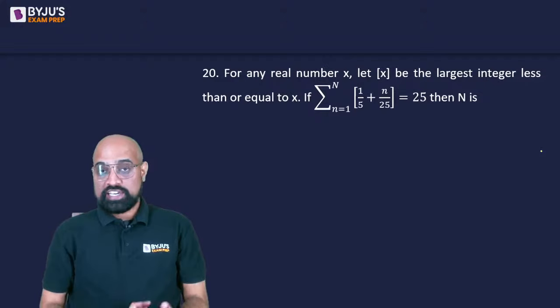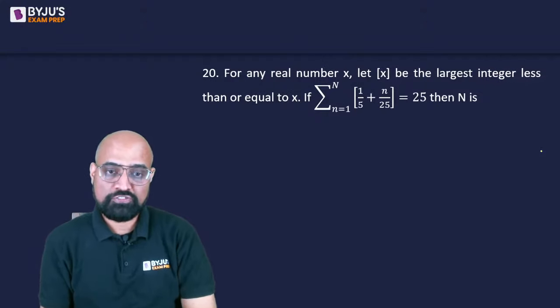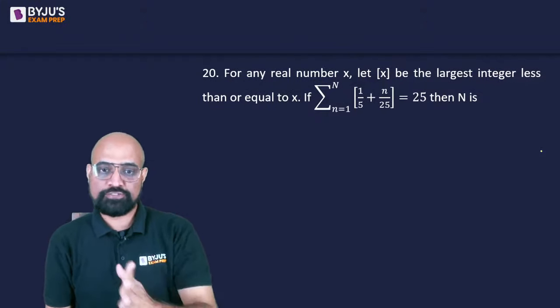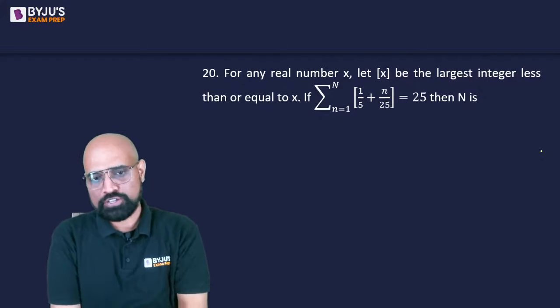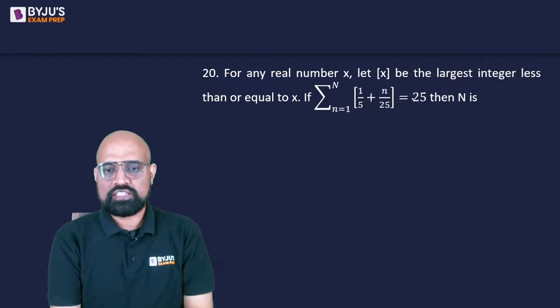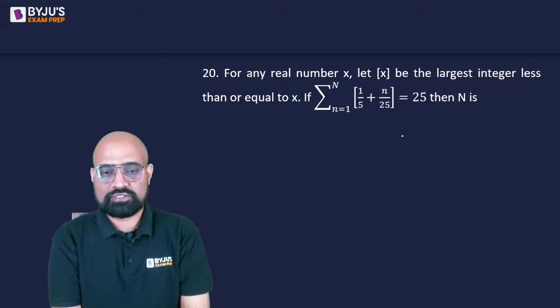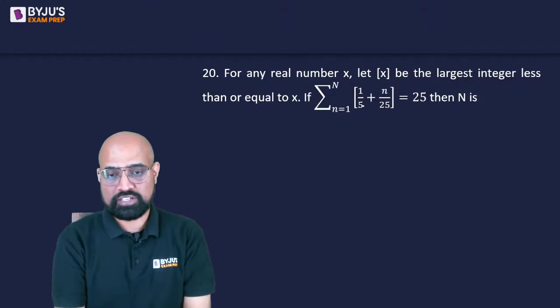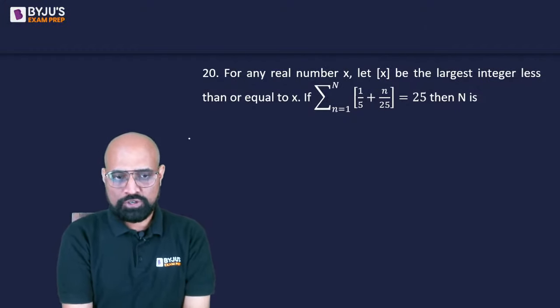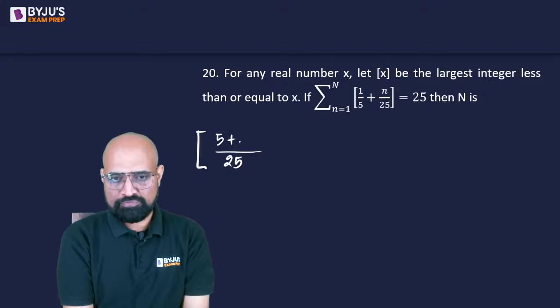Okay, GIF, greatest integer function. For any real number x, let GIF of x be the largest integer less than or equal to x. We need this to be equal to 25, then n is. Okay, so we need 25. Right now, what I'm going to do is take the LCM. So let's take it as 25. So this becomes 5 plus n. This is equal to 25.